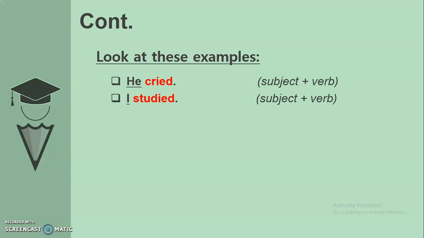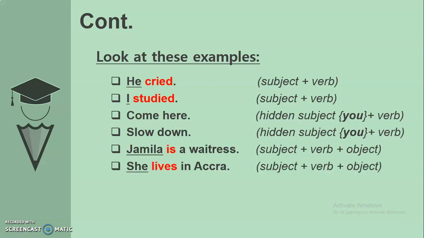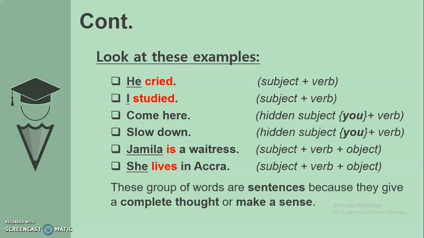First, he cried. I studied. Subject plus verb. These are sentences even if they are short. Come here, slow down. These are also sentences because they communicate clear meaning and a single thought. Here we have a hidden subject, you. Therefore, even if we don't see a subject, it is a sentence. They are sentences. Jamila is a waitress. She lives in Accra. We have subject plus verb plus object, and these are sentences. So all these groups of words are sentences because they give a complete thought or they make sense.